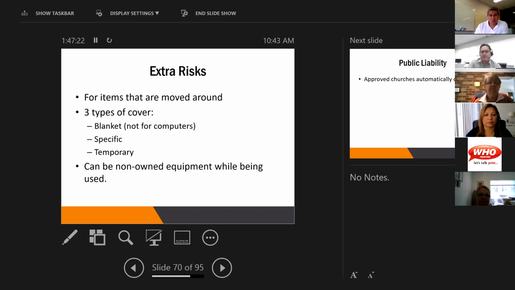Another thing to note is that the extra risk can also cover non-owned equipment while it is being used.